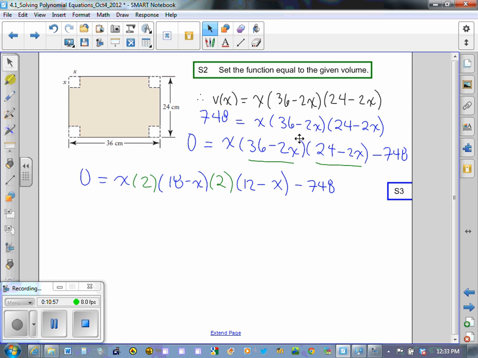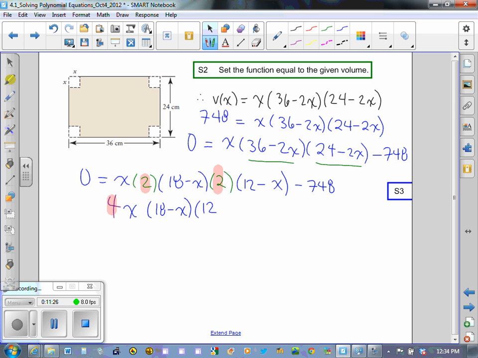So what we'll do is group these 2's together. Let's write another line underneath and bring the 2's grouped together into that line. So let's write that as 2 by 2, which is 4. And then we'll write all the other factors that we have. So we have x, 18 minus x, and then 12 minus x. And of course we've got this constant term on the end, which is 748. And all of that's equal to 0.